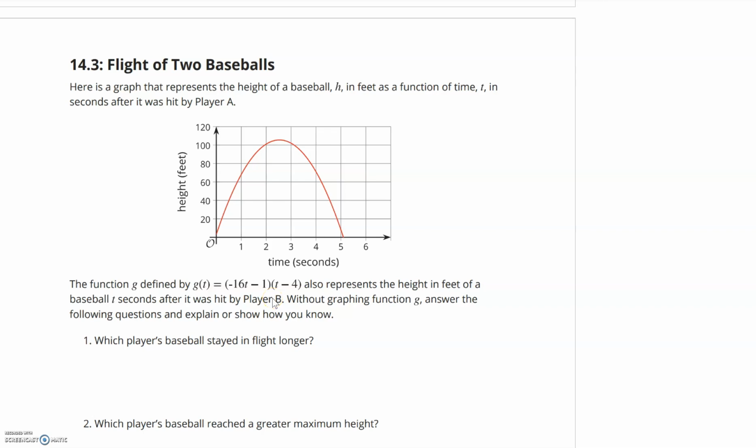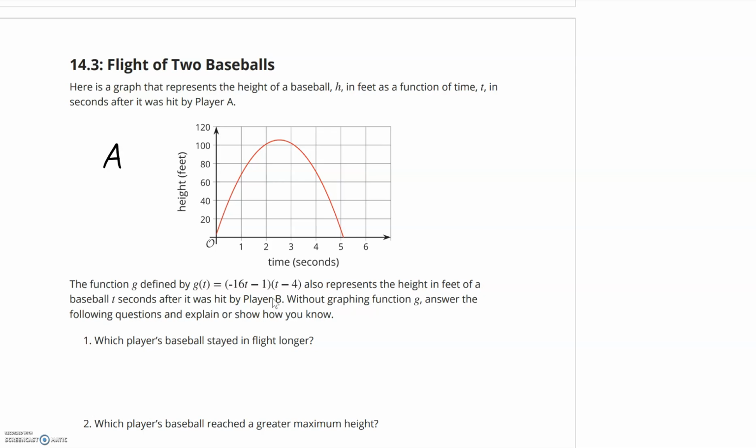Okay, the last problem we're going to work on here today is we want to be able to compare two functions, but we have one function graphically, the other function we have algebraically. So here's a graph that represents the height of a baseball in feet, h in feet, as a function of time, t, in seconds, after it was hit by player A. So this graph represents player A.